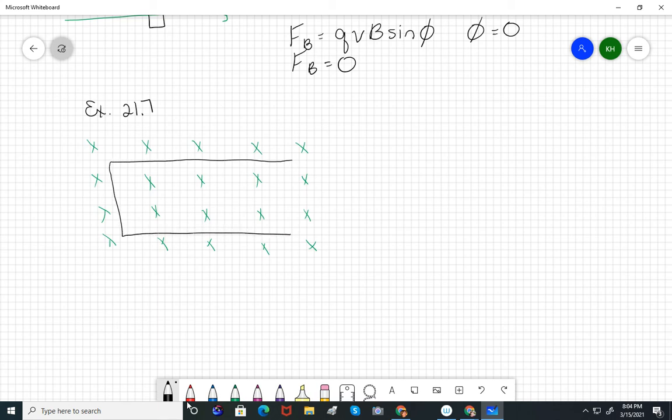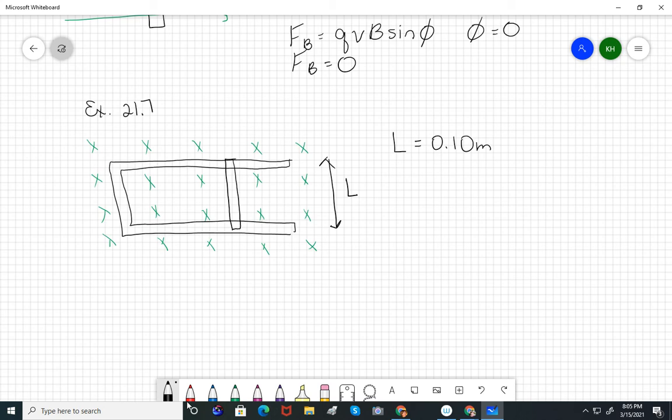I think we already did our railgun problem. Looks like this. I'm going to put a rod across. The length of that rod from one end to the other is L. But in this case, they give us some numbers. They tell us L is 0.10 meters. The speed is 2.5 meters per second.